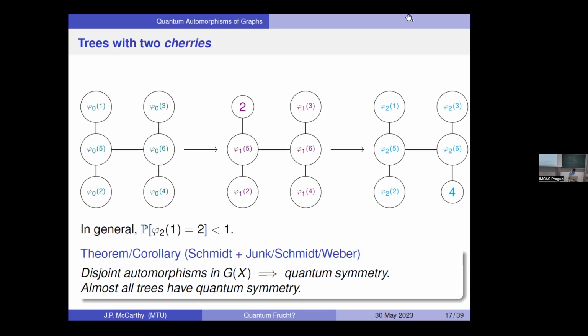So there are classical results, for example, in a certain sense, almost all graphs have trivial automorphisms. There is a similar result for quantum automorphisms, but then for trees, almost all trees have non-trivial symmetry, and almost all trees, in a certain sense, have quantum symmetry because almost all trees have 2 cherries. Okay, so the things here have to be turned into proofs, but they can be.